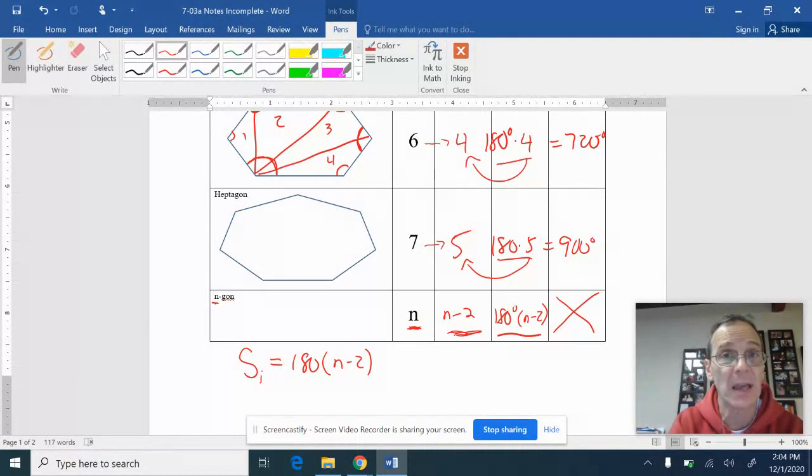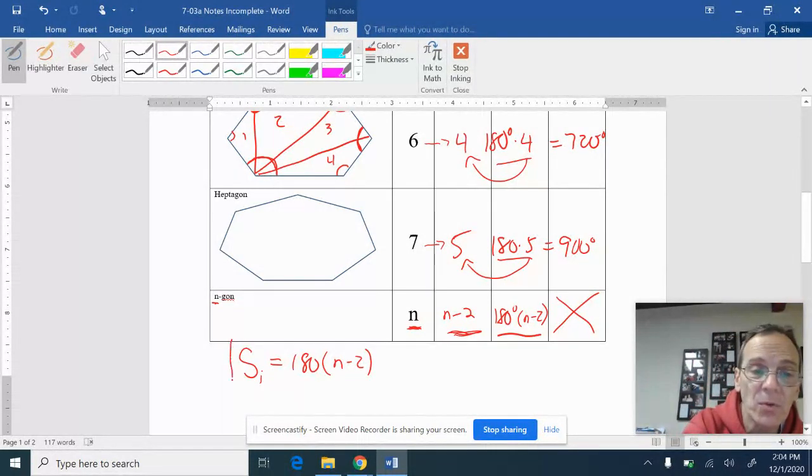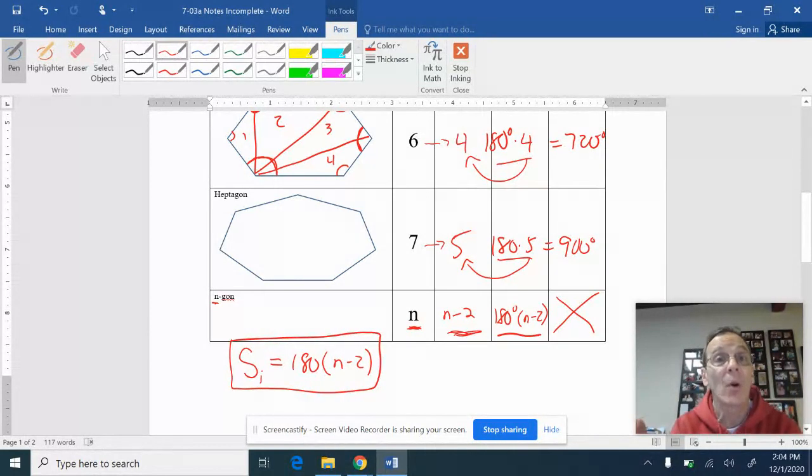The triangle has how many sides? 3. Put 3 in for n. We get 3 minus 2 is 1. 1 times 180 is 180, which is the answer that we would expect because we already know a triangle's angles sum up to 180 degrees, right? So this is a formula that you don't have to memorize because we're doing all this remotely, but you have to know how to use it, okay?